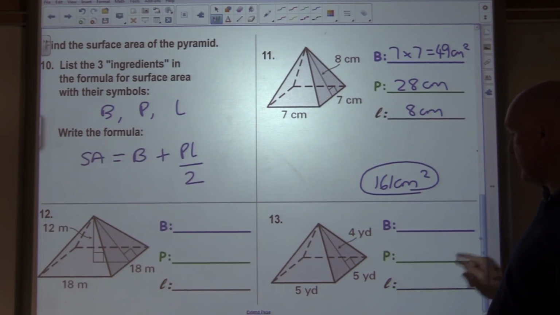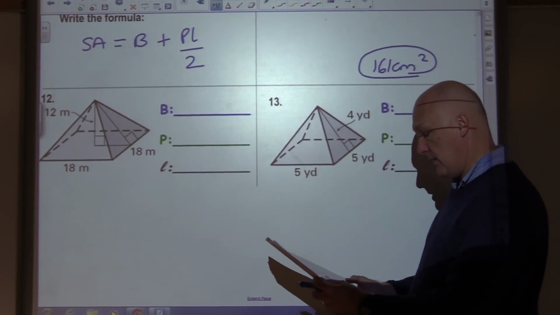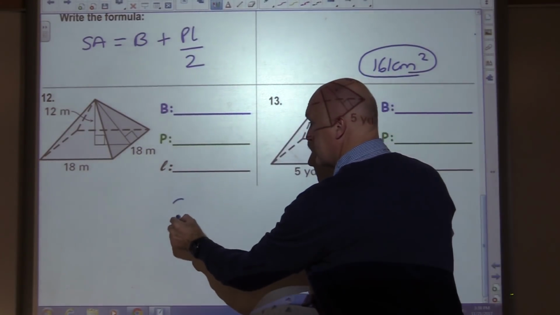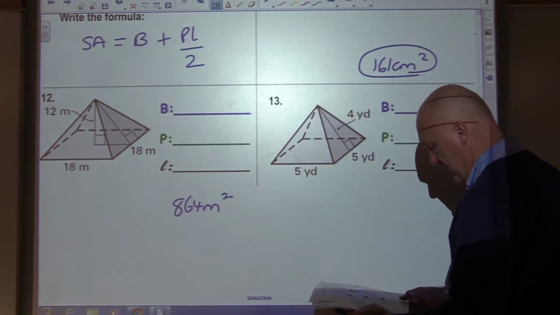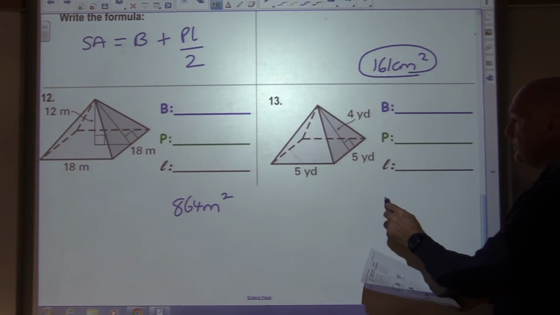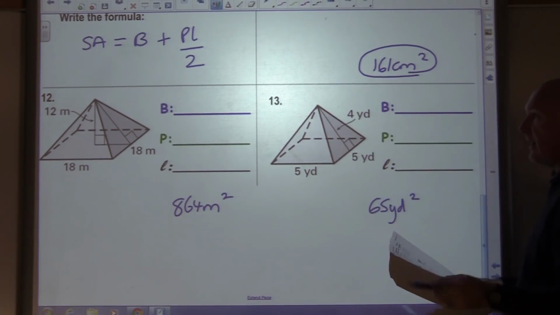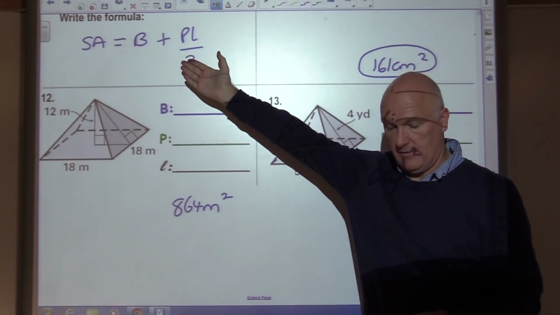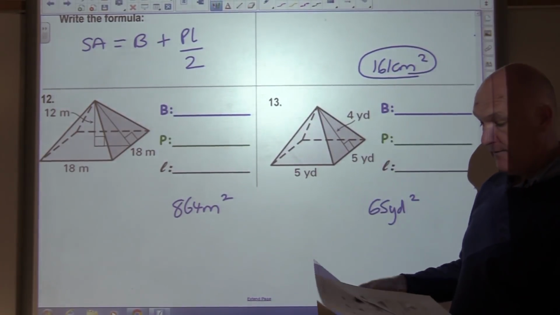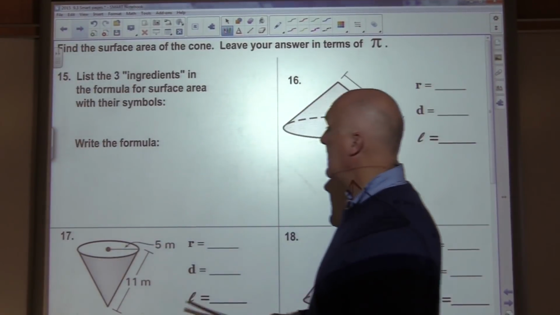Likewise, I'm just going to give you the answers to 12 and 13. For number 12, you should get 864 meters squared, and for this one here you should get 65 yards squared. Hopefully you can do those, again, all based on the surface area formula. We'll just move on and do one of the next few.